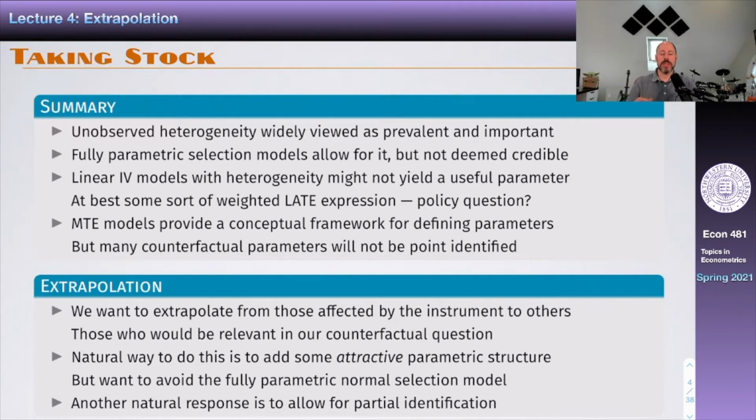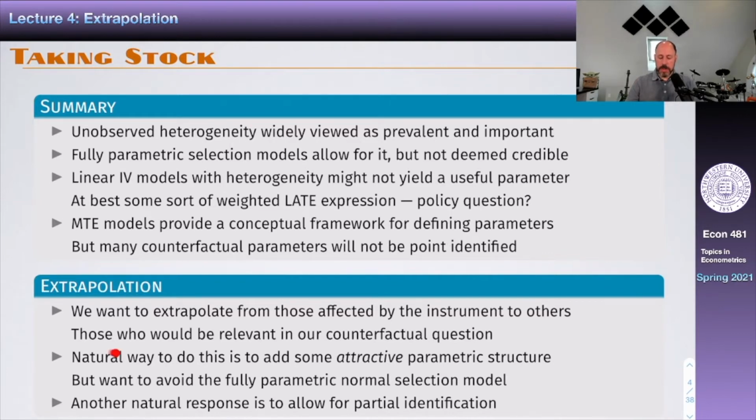And the question is, can we say something about other types of individuals? These are defined as the compliers. What about the always takers? What about the never takers? Can we learn something about the compliers and then say something about the others? And that is called extrapolation. Of course, we will need to make some assumptions, but we'll see.